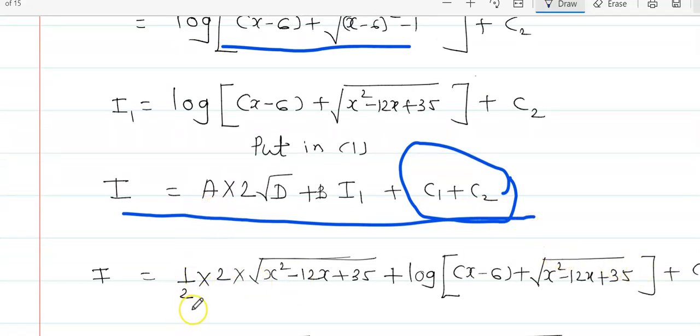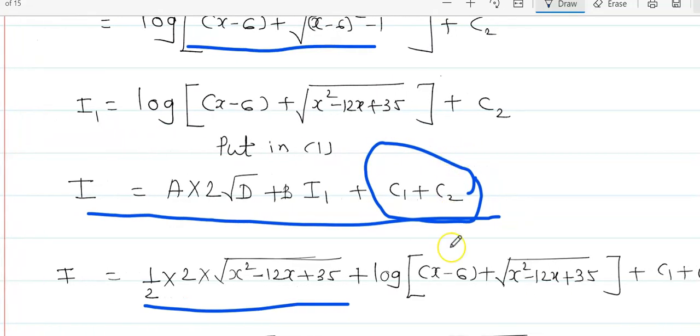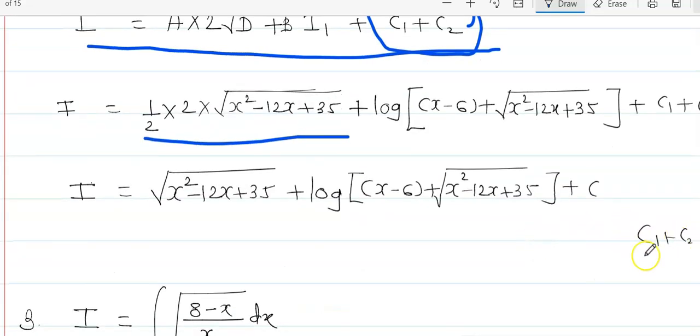1 upon 2, the value of a, 2 root of d, that is x square minus 12x plus 35, a log of this quantity. This is the I1. And next is c1 plus c2, so here we get c1 plus c2, and for c1 plus c2 we substitute c, sorry, we substitute it as c. Therefore you will get I is equal to in root of x square minus 12x plus 35 plus log of in bracket x minus 6 plus in root of x square minus 12x plus 35 plus c.